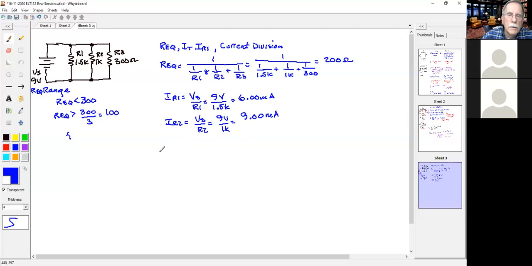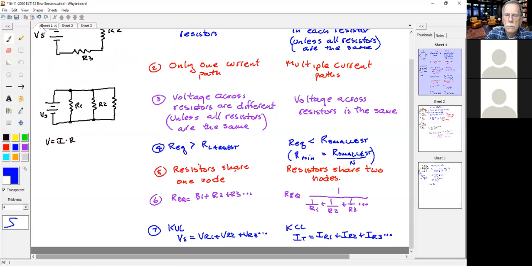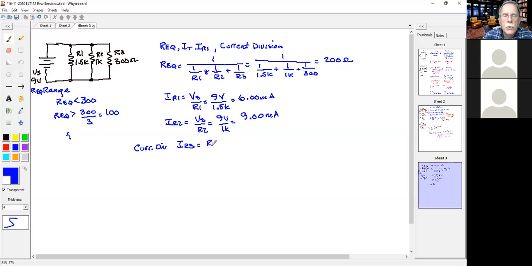And just to do current division, let's solve for IR3 that way. Remember with current division, we take the REQ and put it on the top and put the one we want to find the current through on the bottom. So it's the inverse of voltage division, and we multiply that times IT. Well, we need to find IT first.